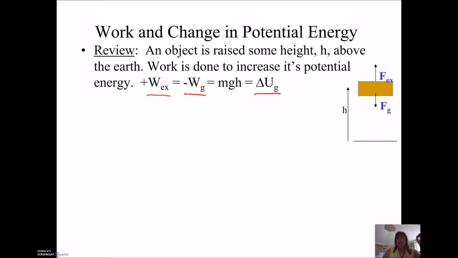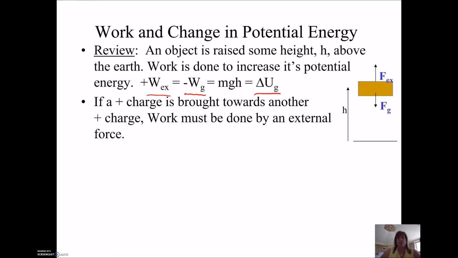We can actually relate this to electric potential energy as well. If we bring a positive charge, so I have two positive charges here, and I want to get them closer together, right? They don't want to go that way. They're exerting forces of repulsion on each other. And so I'm going to have to do some work and apply an external force to move them close together. Kind of like this monkey here, right?